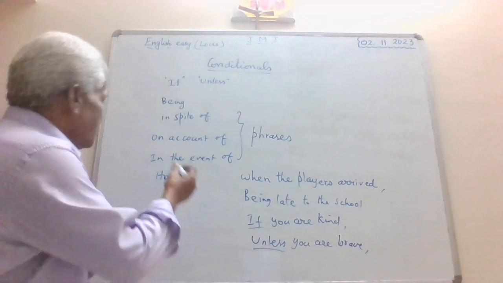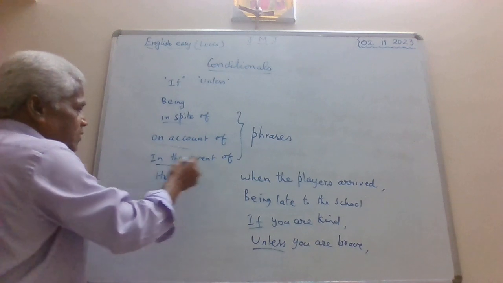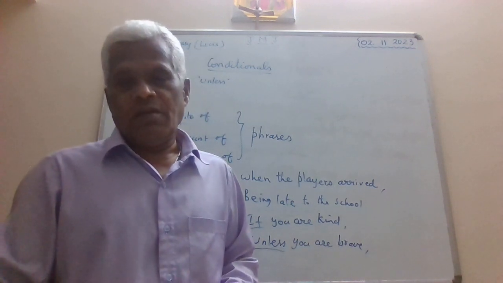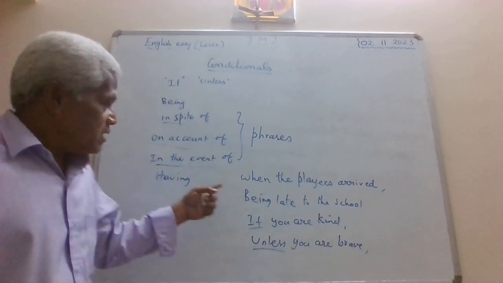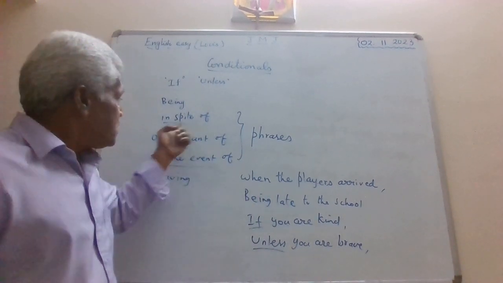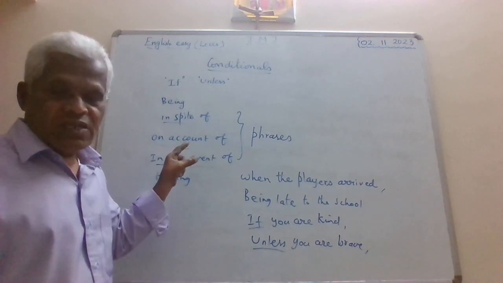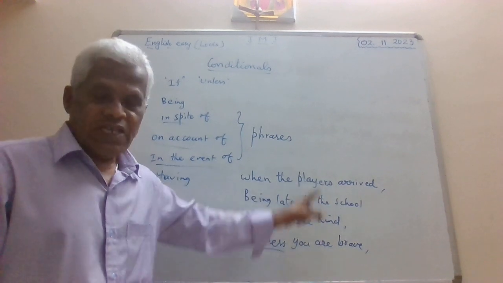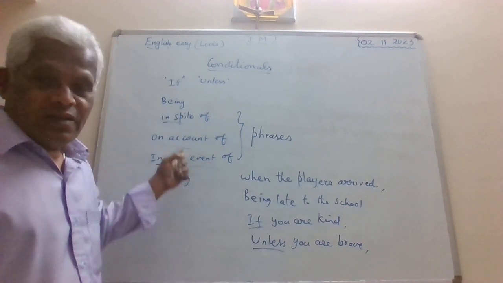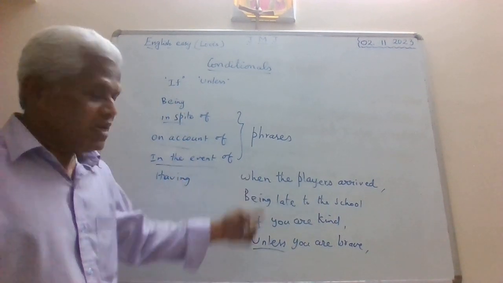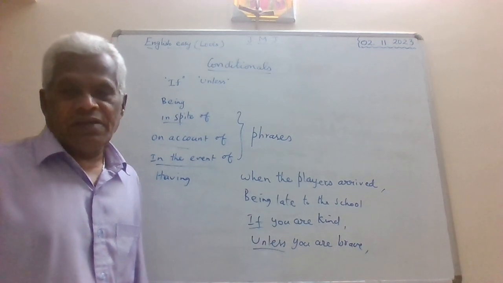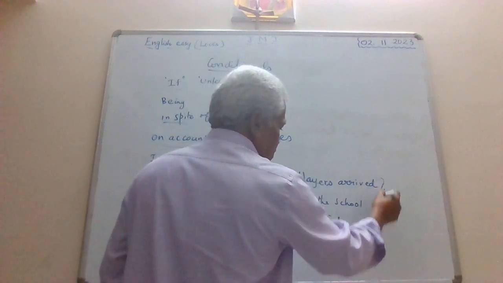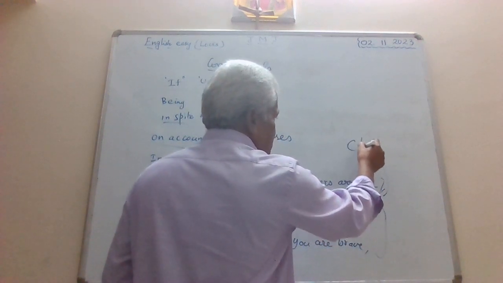But when I said here, on account of, in spite of, in the event of, and all those things, the meaning is complete there. But you see, though these groups of words are smaller in unit than these, here the meaning is complete, but here the meaning is not complete. So that's why we call these phrases, and we call all these clauses.